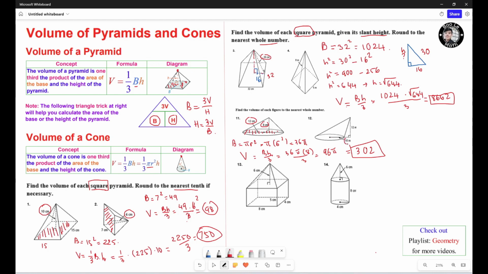Alright, number 12 is similar to number 11. The radius is 10, the height is 12. I leave it for you. Now let's move on to number 13.